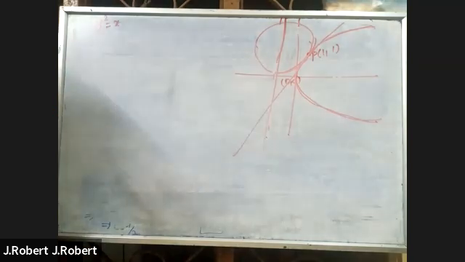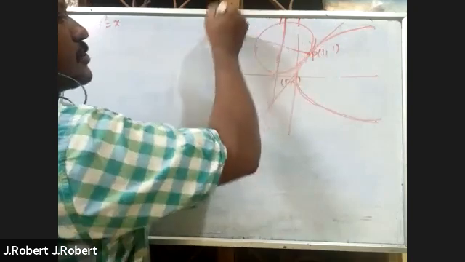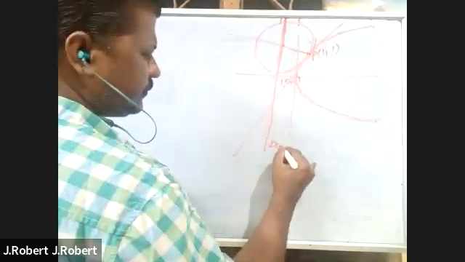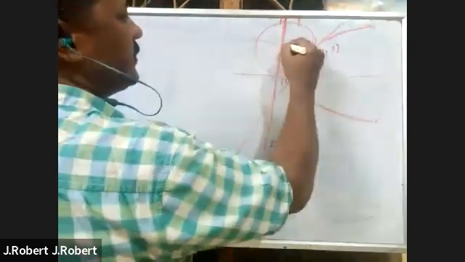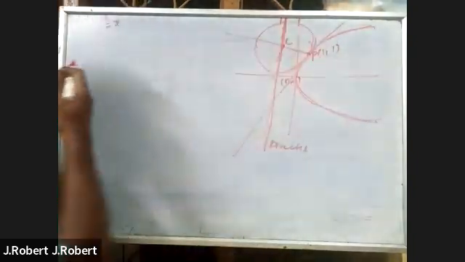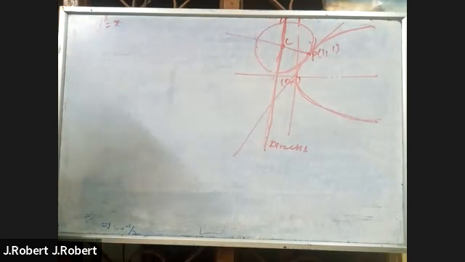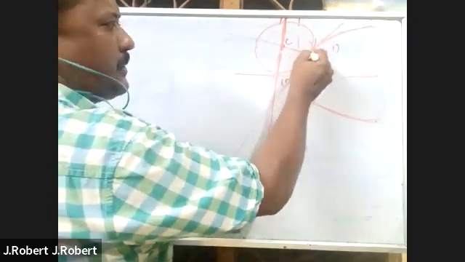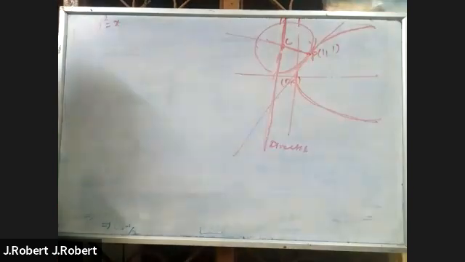The normal I mentioned passes through the directrix. Normal means it passes through the center. This is called the directrix of the parabola. This is called the center of the circle. Now see how to find the center of the circle. First of all we have to find the equation of the normal. This is the normal of the parabola, this PC. That is what we are going to find.